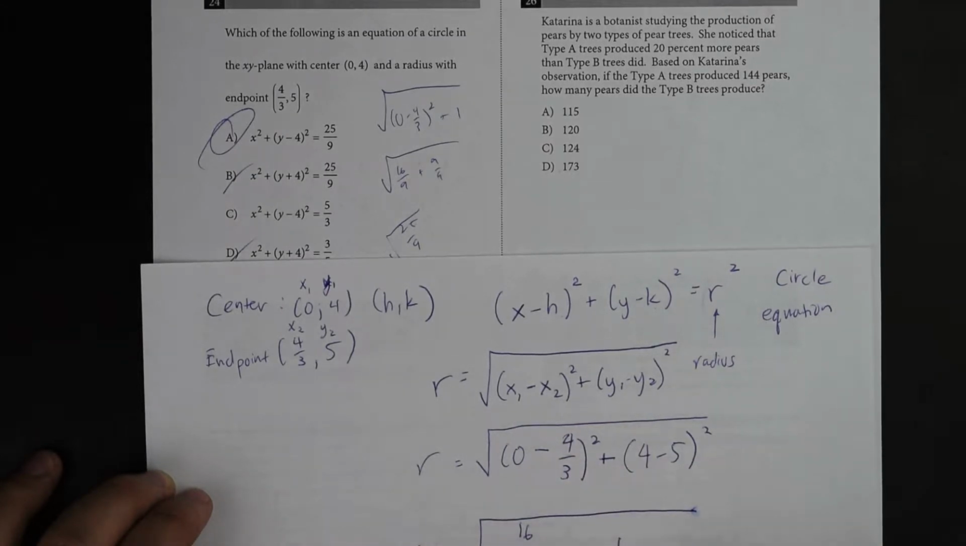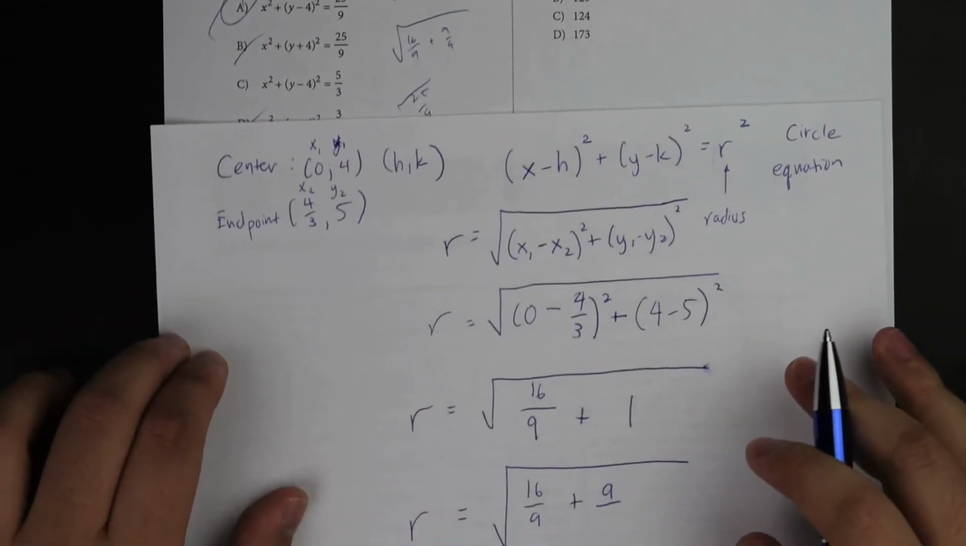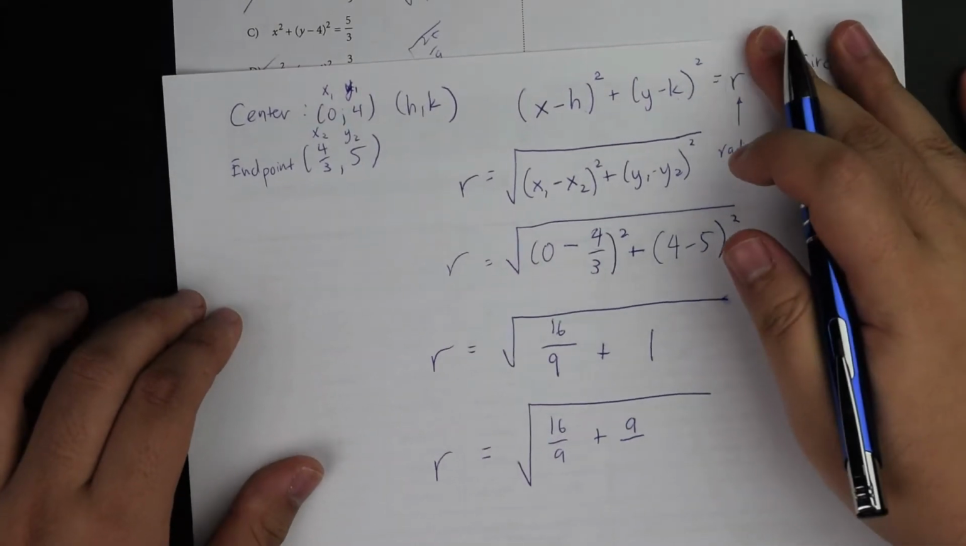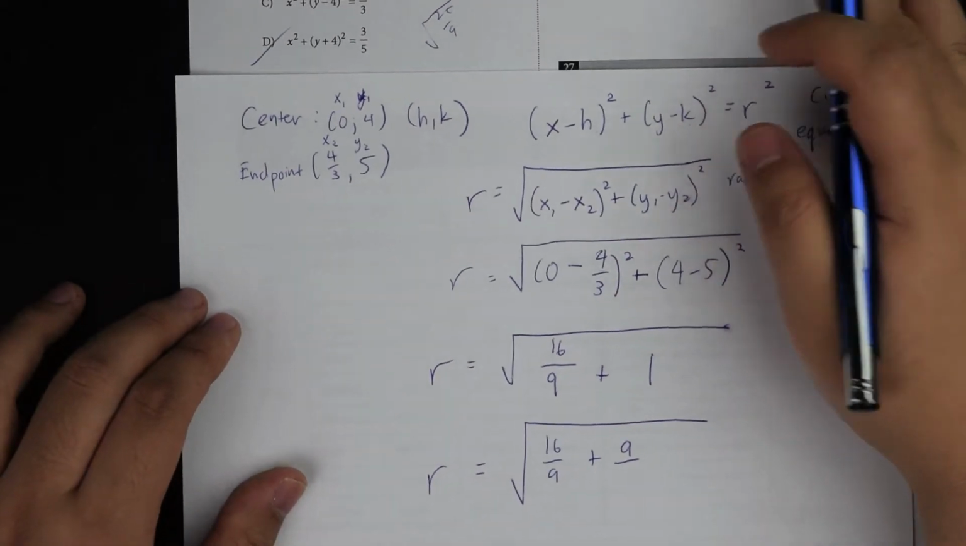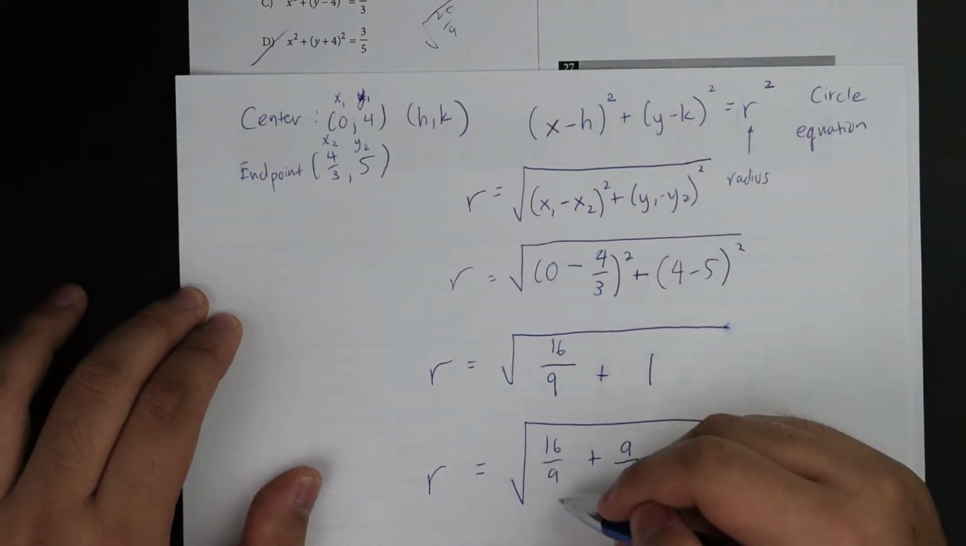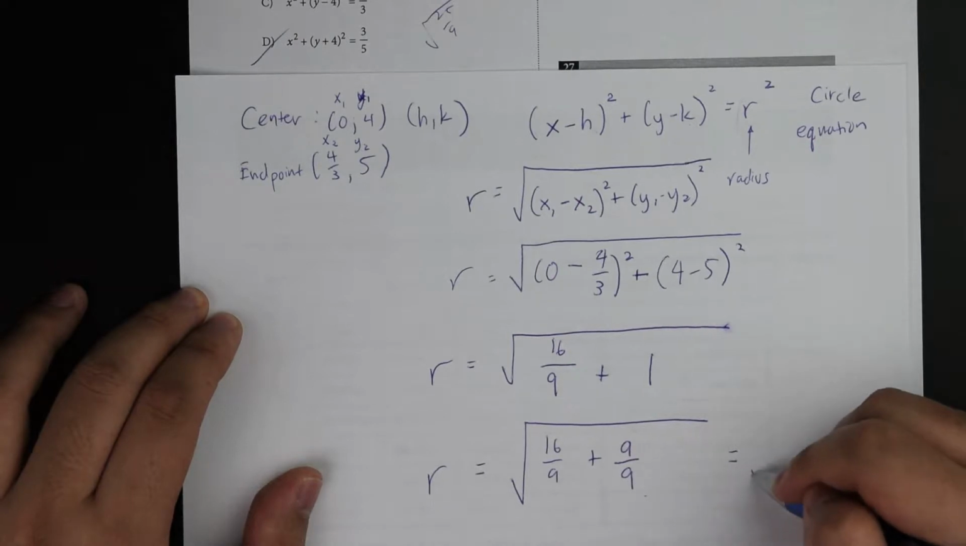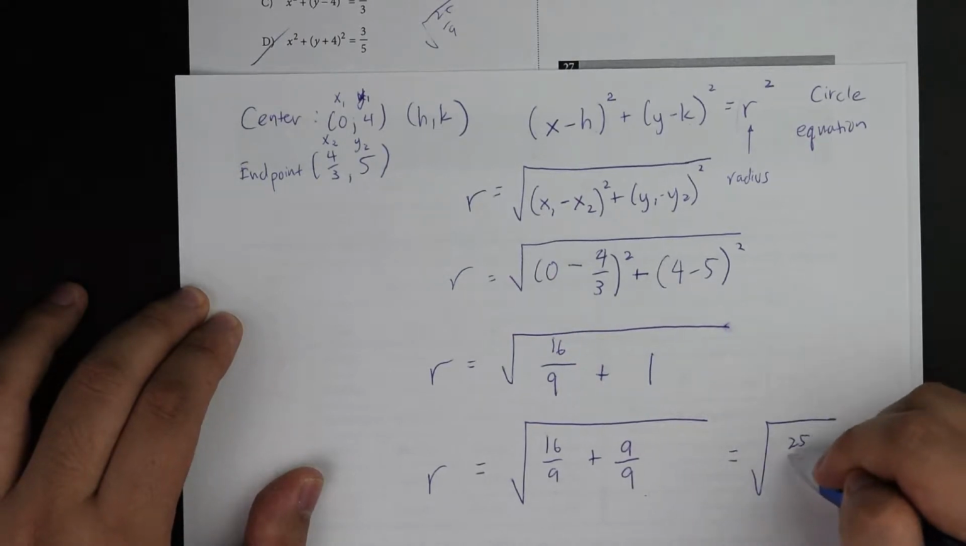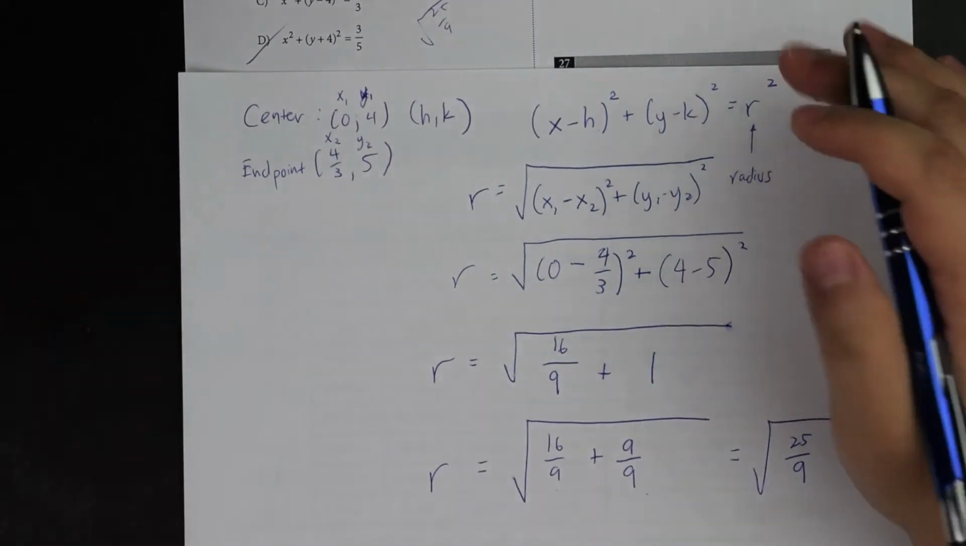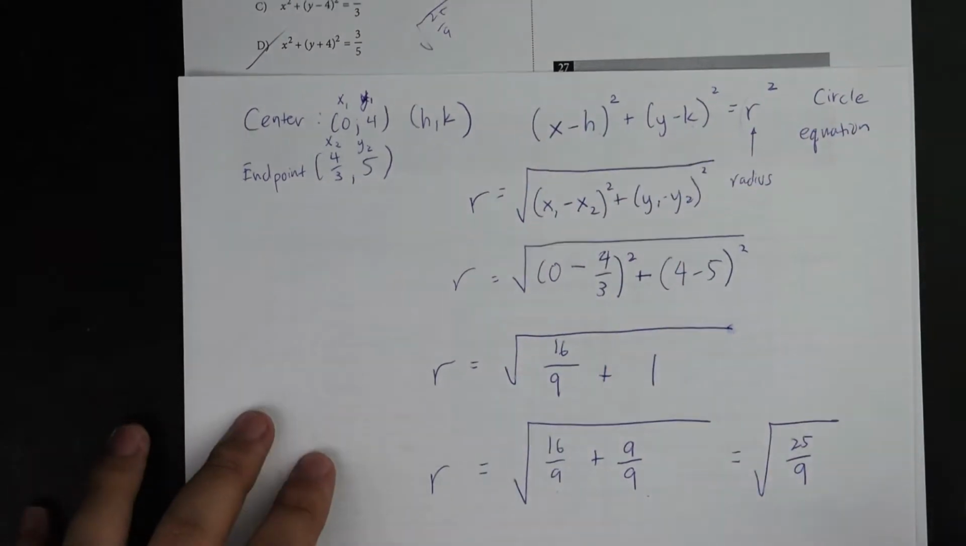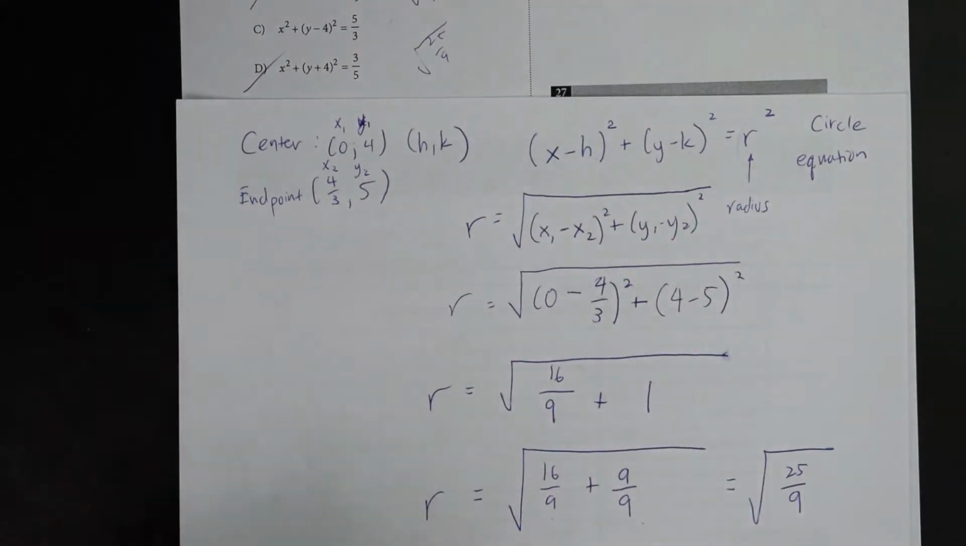R is going to equal, well, 16 over 9 plus 9 over 9. Let me move that up to show you the work. The computation becomes 16 over 9 plus 9 over 9, just to get common denominators, which is going to equal 25 over 9. So I got 25 over 9 right here.